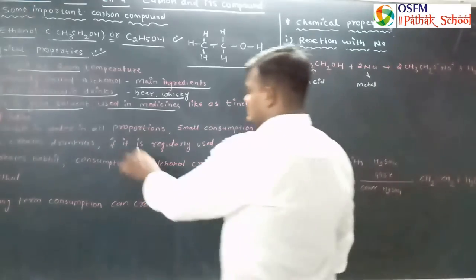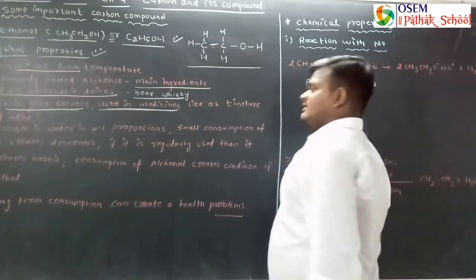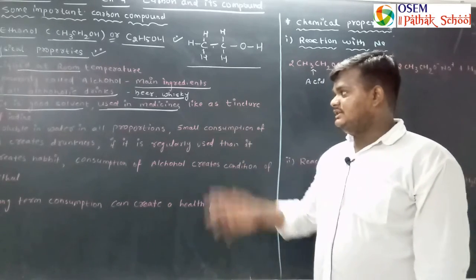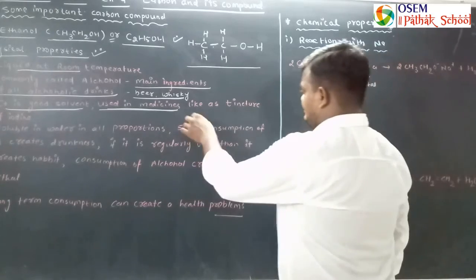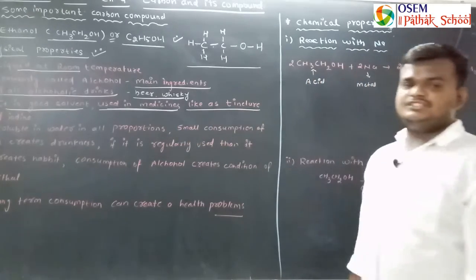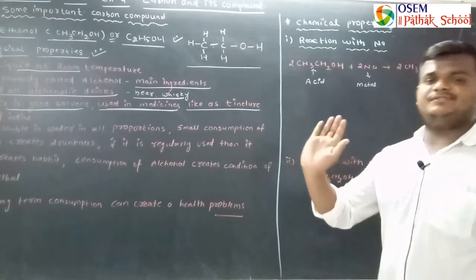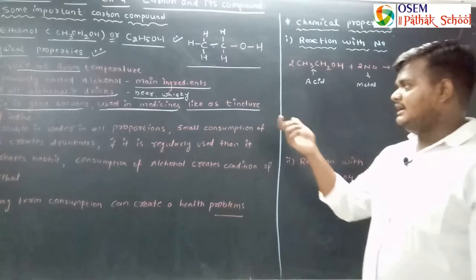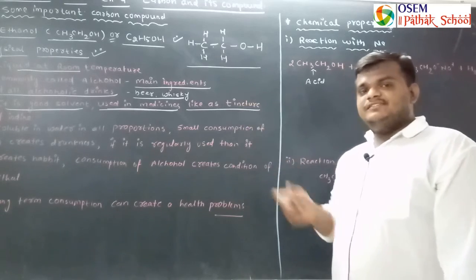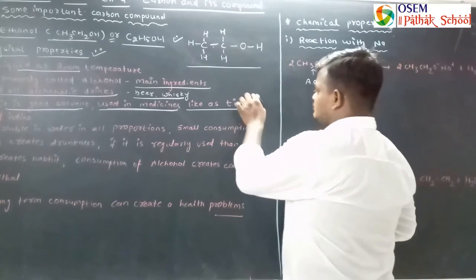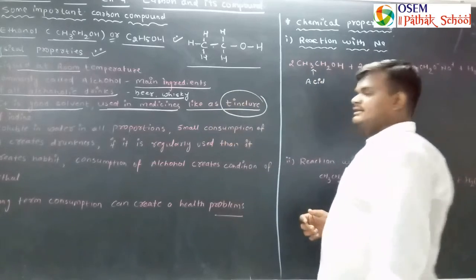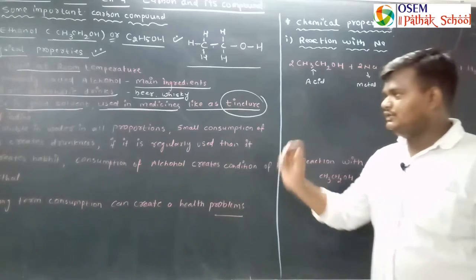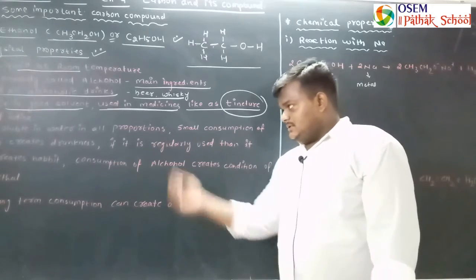So a small portion of alcohol is used in medicines. It is used in medicines like tincture of iodine. Tincture of iodine is one of the medicines of the element iodine. This is the structure. So it is used to make the tincture of iodine medicine. It is mostly used in medicine.